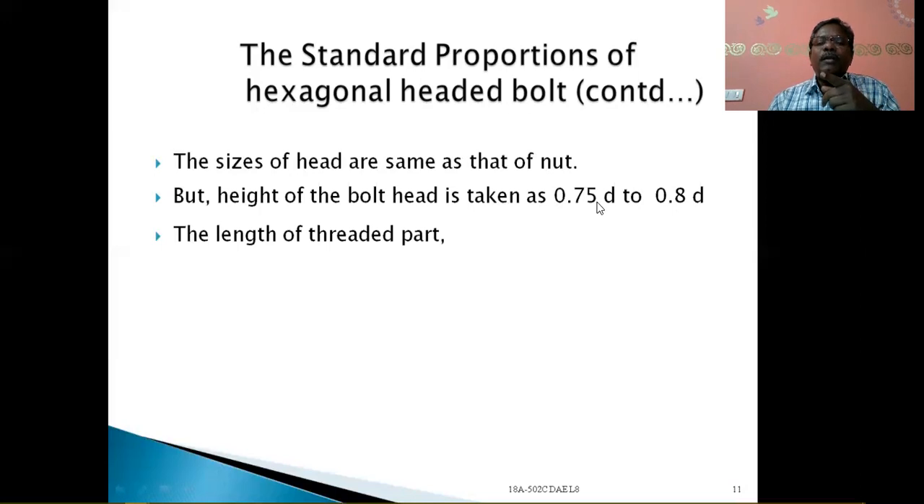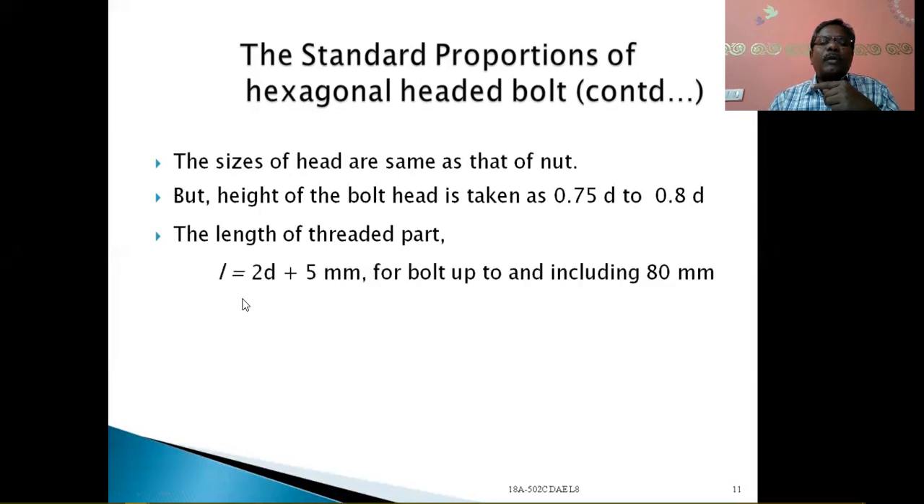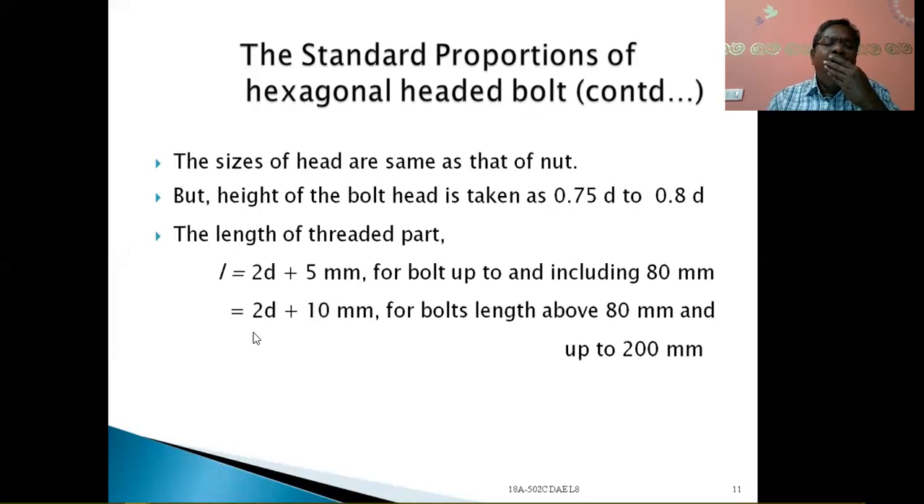Whereas previously the height of the bolt head was 0.8d to 1d, now here it is 0.75d to 0.8d. The length of the threaded part, L, is equal to 2d plus 5 mm for a bolt up to and including 80 mm, and similarly 2d, the length of the threaded portion only.